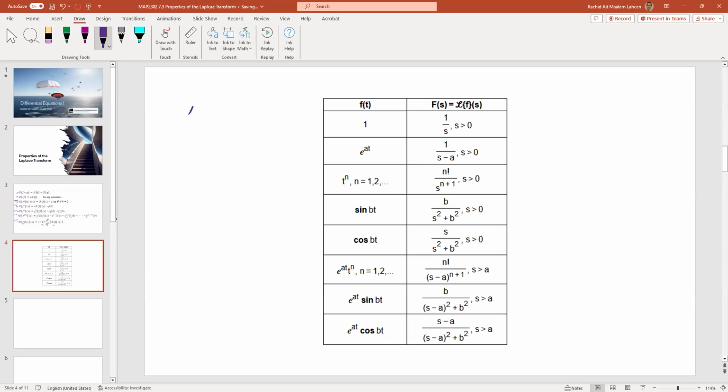And this is from previous review, also a table of some common functions that we use. If you have a function f of t, let's say sine of bt, then its Laplace transform is b over s squared plus b squared for s being positive. Okay. And I'll explain more as we go, because I think once we do the inverse and solve a differential equation using the Laplace transform, then the picture gets bigger.